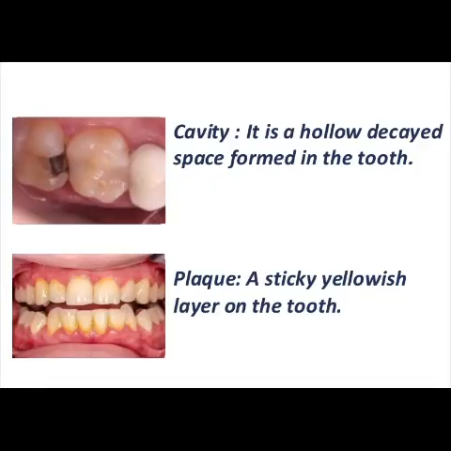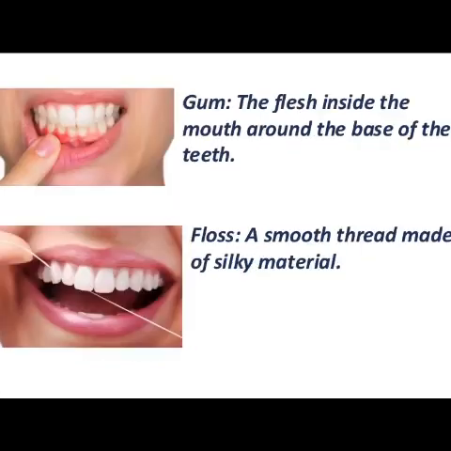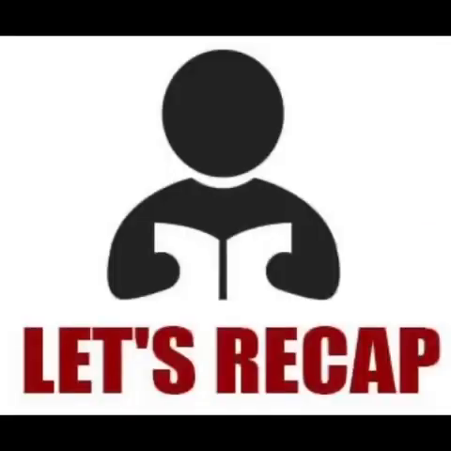So these are a few pictures showing cavity. Plaque is this yellow layer. Cavity we all know, we are all aware of. Gums are the flesh in which teeth are embedded. Then floss is this thread which is used to clean in between the teeth. These are the important terms that you have to learn.